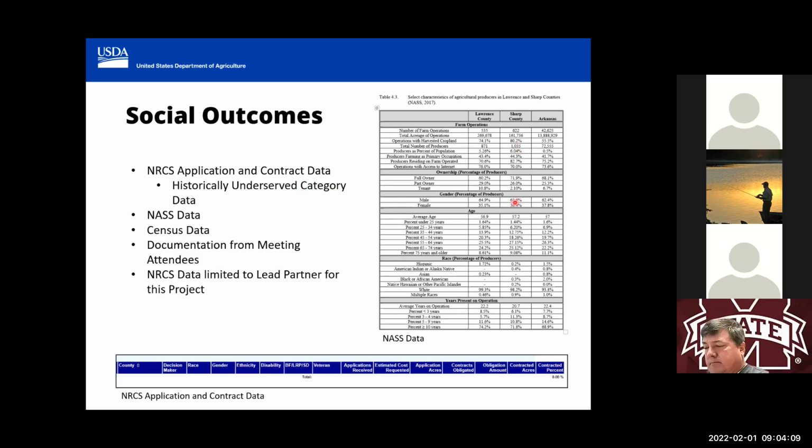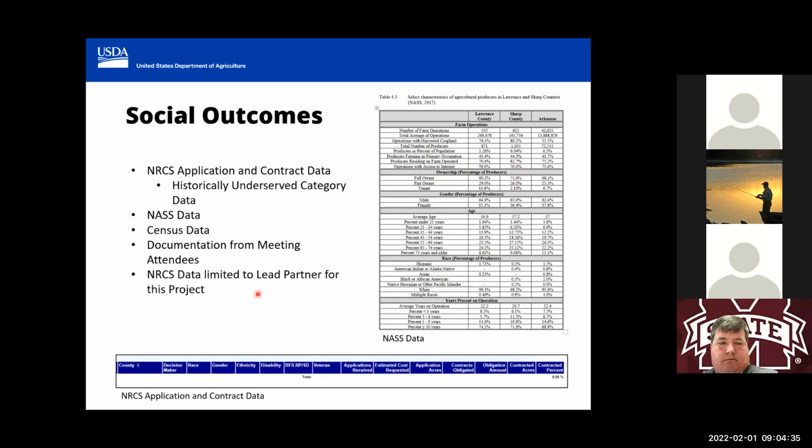Also, we've got something we've used in the past on some watershed assessments that we've completed for the Mississippi River Basin Initiative and the National Water Quality Initiative at the state level. We've used NASS data to show county level data when working on those watershed assessments. That's something else that we've done in the past. Documentation from meeting attendees, breaking that out into what kind of groups.